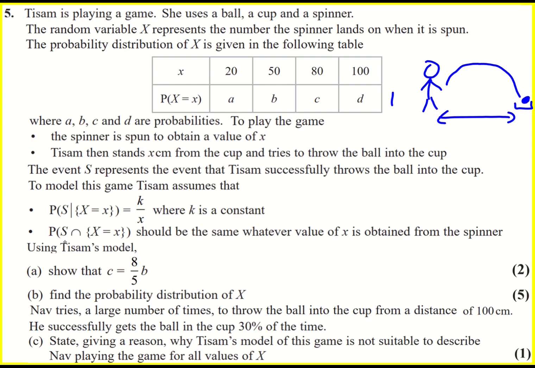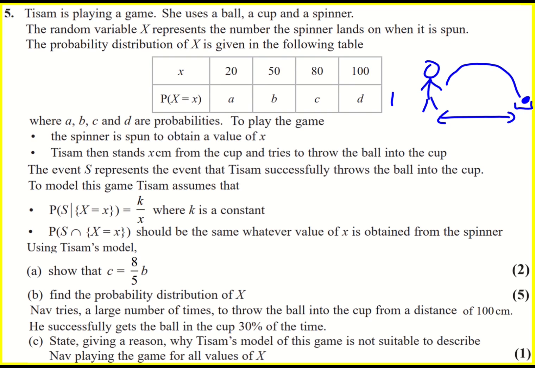However, the probability of S and x equals x should be the same whatever value of x is obtained from the spinner using Tizam's model. Because there's going to be a lower probability of getting it in when she's 100 centimeters away, there's going to be a higher chance of spinning 100. We need to make it so the probabilities overall of scoring and getting a particular value for x are the same. We're asked to show that C is equal to 8 over 5b.